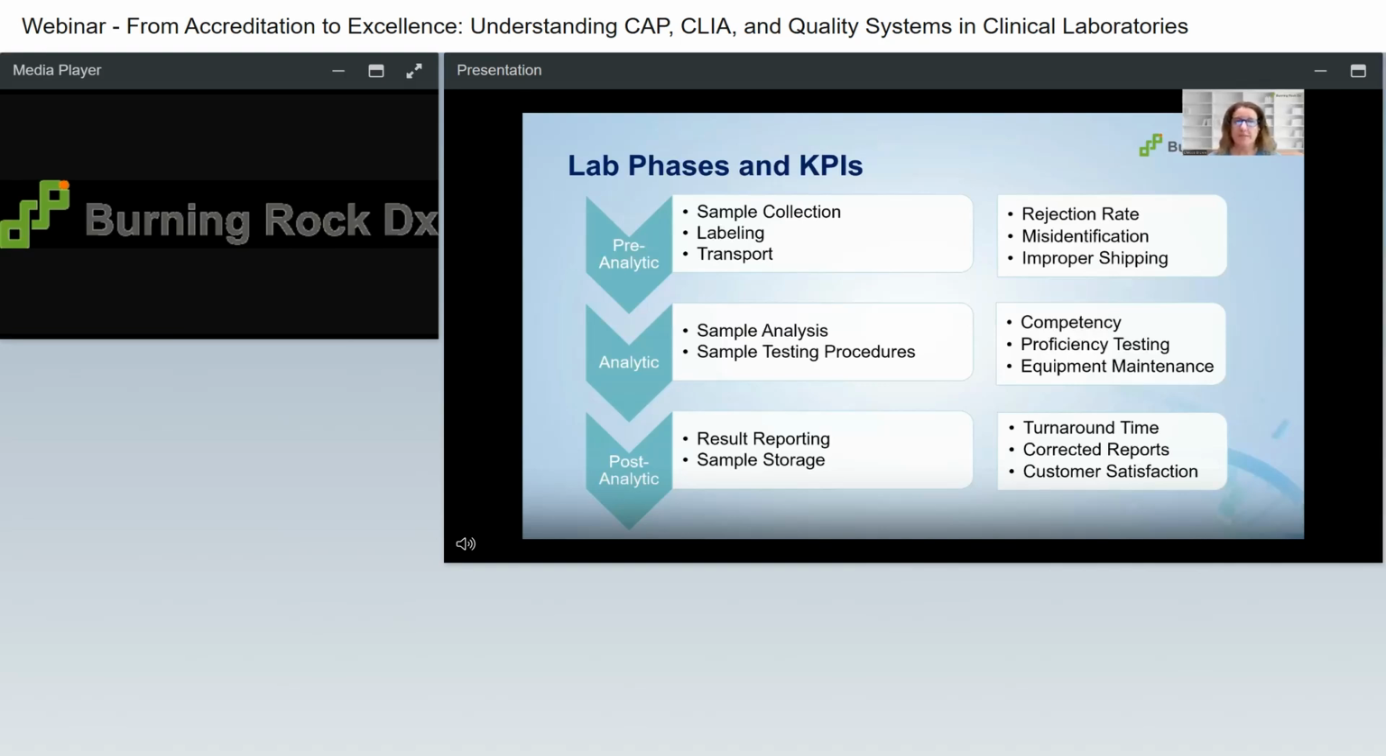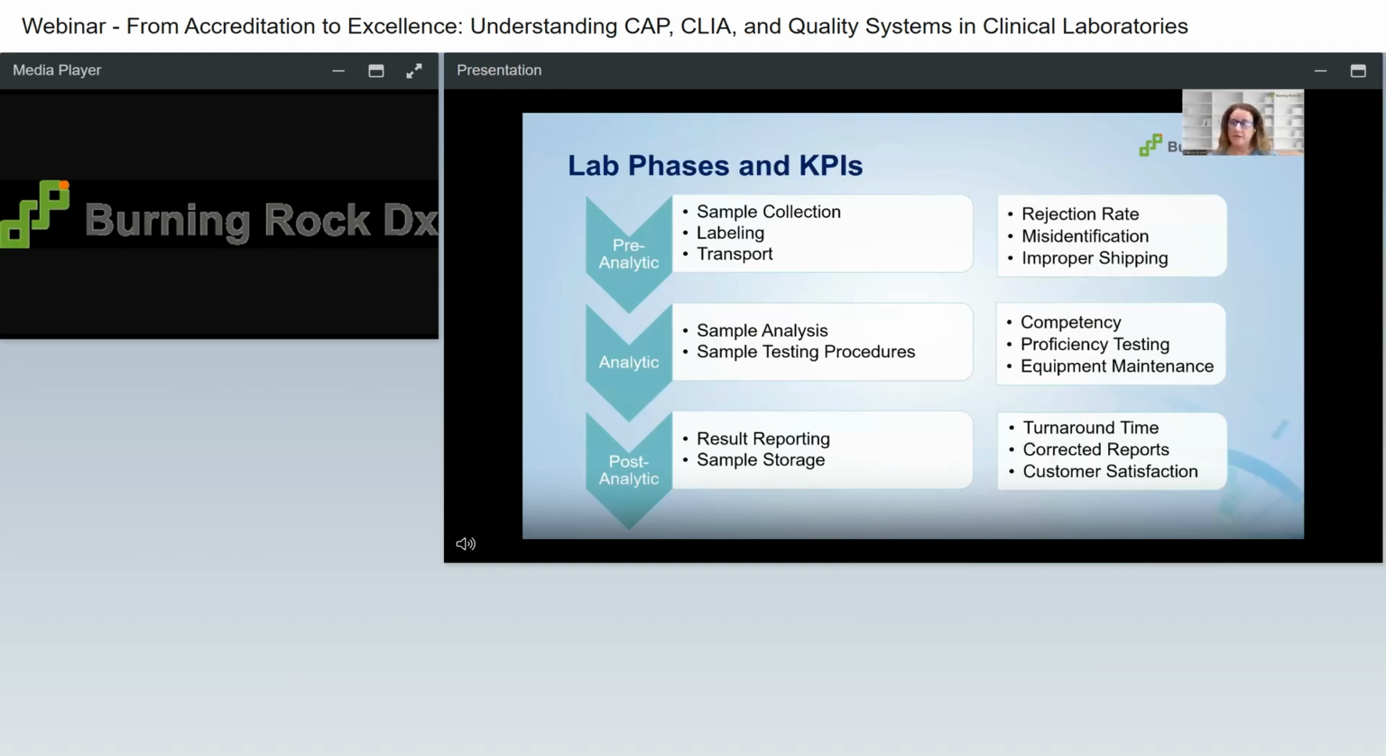Our key performance indicators are things that we can look at in each phase in the lab to make sure that we are actually doing what we need to be doing. For example, your pre-analytical KPIs might be things like your rejection rate, how many samples are misidentified, if there is any improper shipping. We need to keep track of how many samples meet each of these key performance indicators.